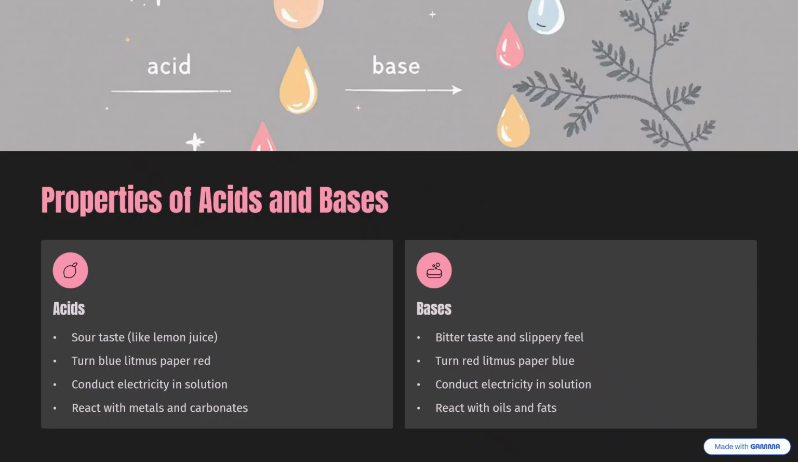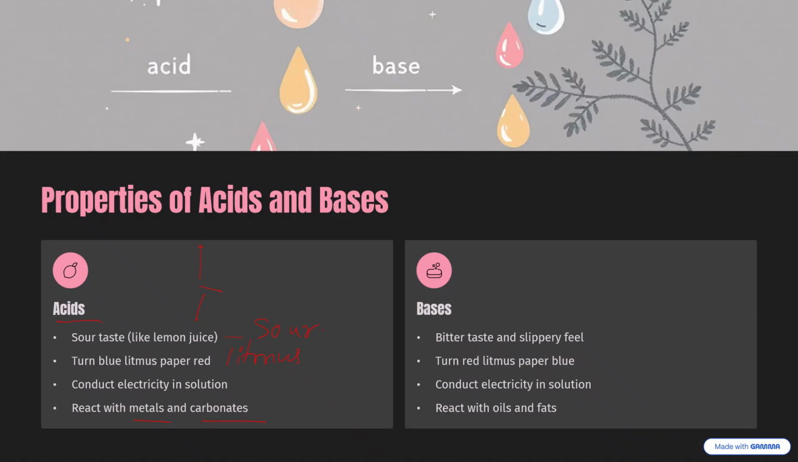Next, what are the properties of acids and bases? Acids have a sour taste like lemon juice, and turn blue litmus paper red. I hope everyone knows what litmus paper is, where you can see acid, neutral and base. Further we'll come across the litmus paper. Acids conduct electricity in solution, and react with metals and carbonates.